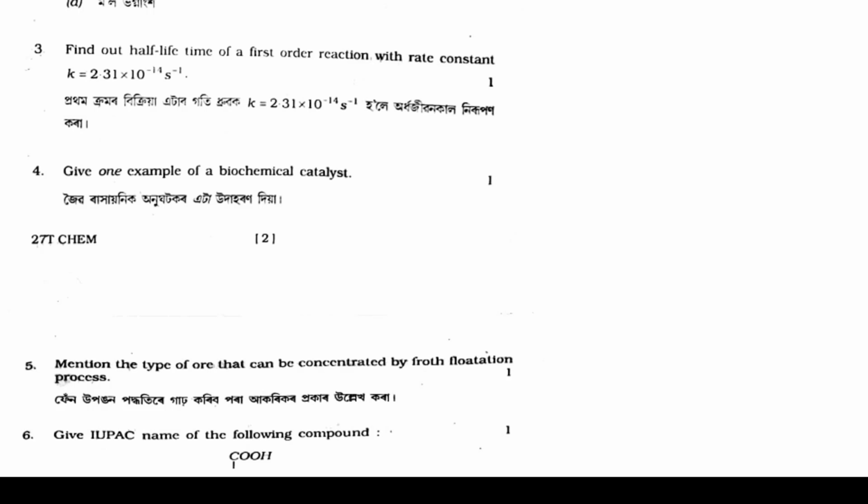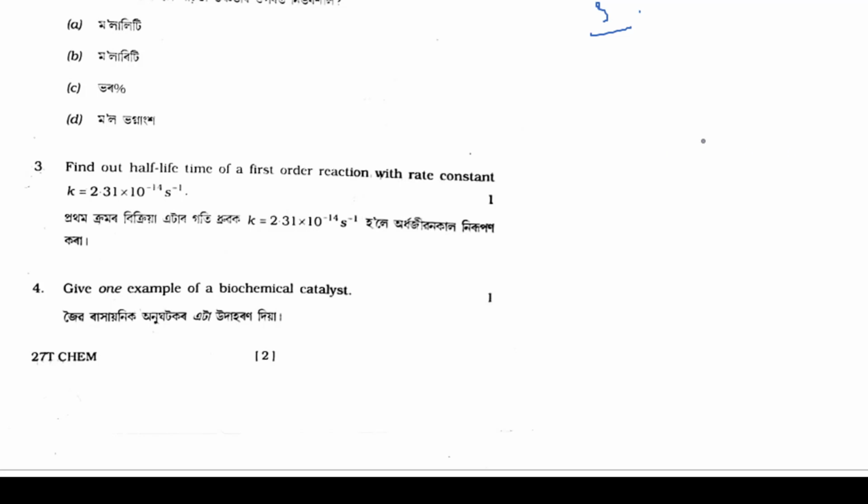Find out the half-life of a first order reaction with rate constant k equal to 2.31 into 10 to the power minus 14 second inverse. Of course this question comes from kinetics, and you have been given the rate constant. You have to determine the half-life. Very simple, a formula based question.